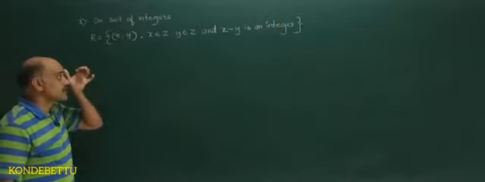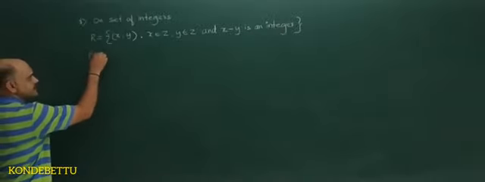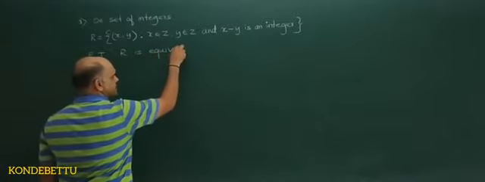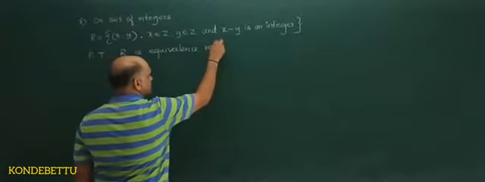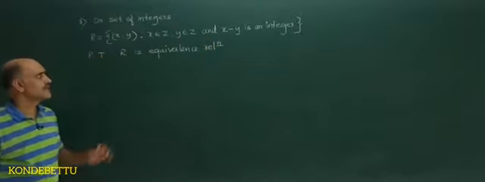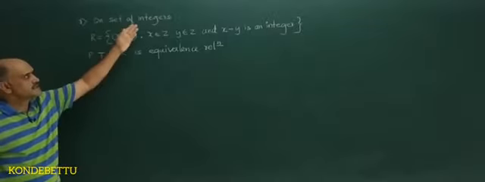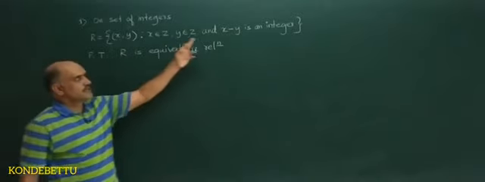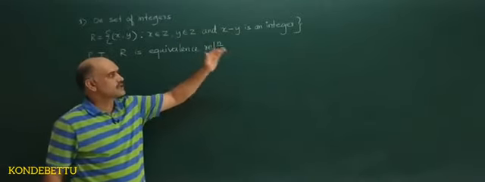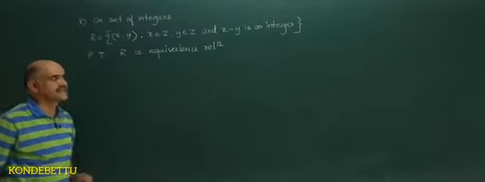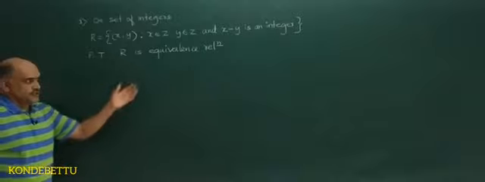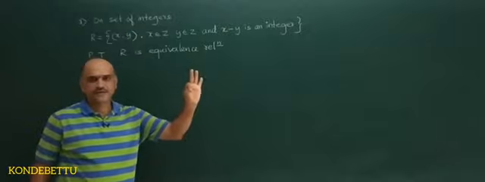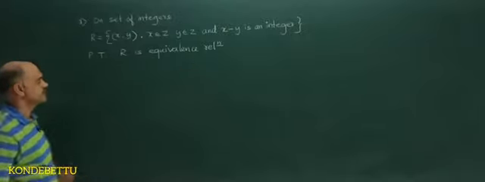You are required to prove that R is an equivalence relation. So on this set of integers, x and y are integers. You are required to show that x minus y is also an integer and it is an equivalence relation. Just now I told you an equivalence relation means the given relation should be reflexive, symmetric and transitive. So we will check all the three.